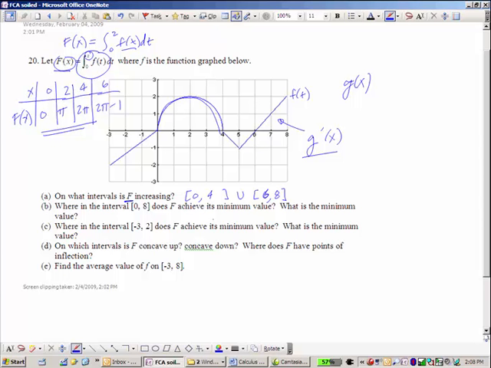Go ahead, tell me. What's the value at 0?